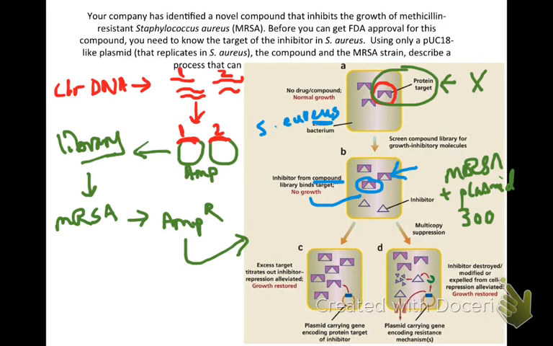Now when we add the compound, it will still bind to the target, but we've now got so much of the target that the cells can live. So look down at this picture here. Here we've got excess target, we've got compound still inhibiting some of the protein, but we've got free protein that's uninhibited, and the cells can now grow.